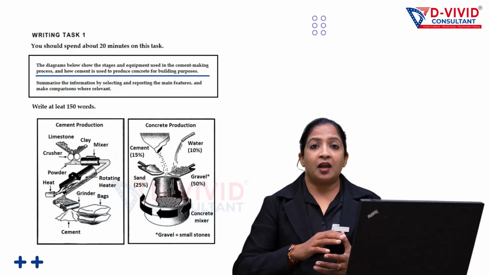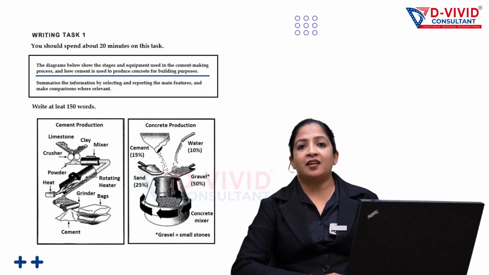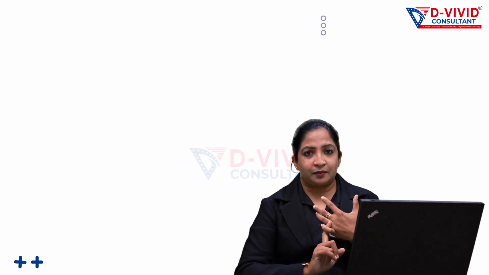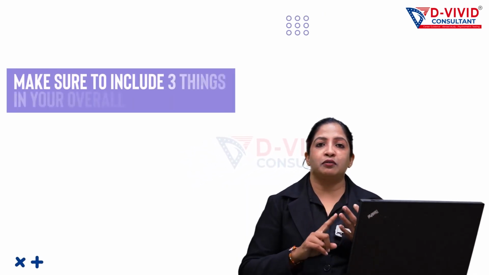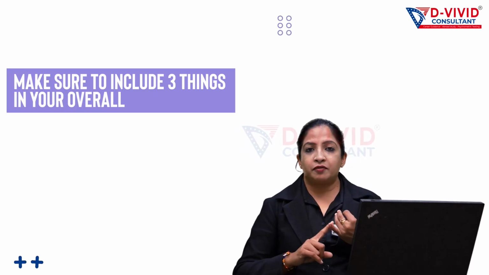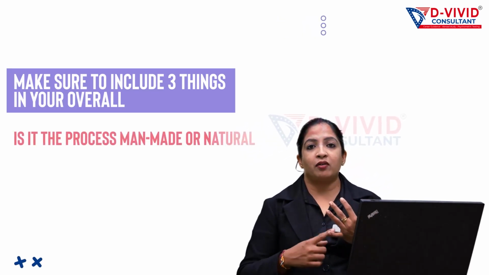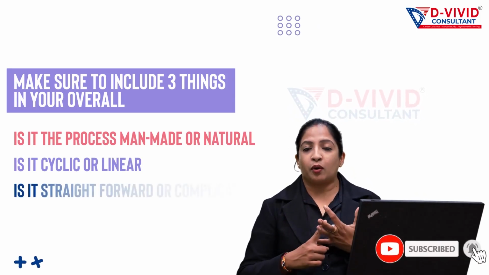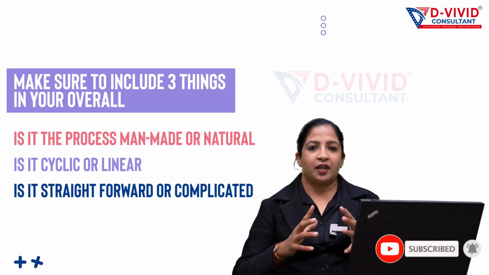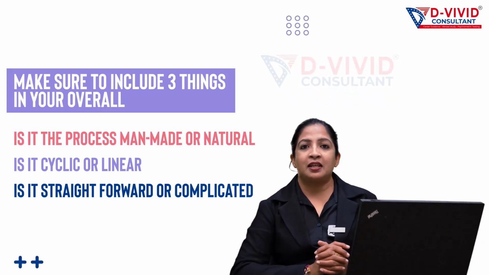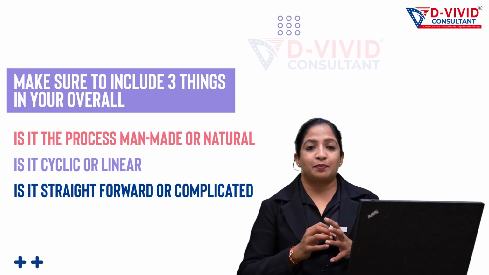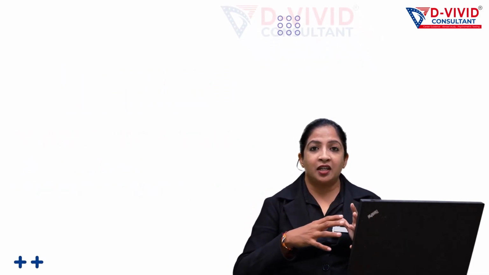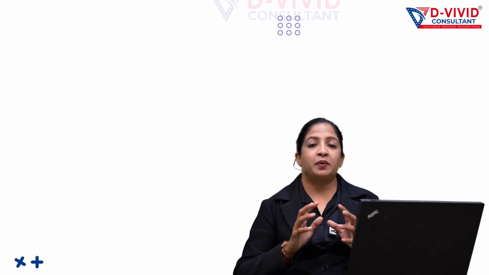So again, here I would like to revise the entire system of how to write a process. Whenever you are writing a process, make sure to include 3 things in your overall. First, is the process man-made or natural? Is it cyclic or linear? Is it straightforward or complicated? And when you are explaining the process, make sure that you are explaining step by step correctly, and the continuation of the steps should be maintained.